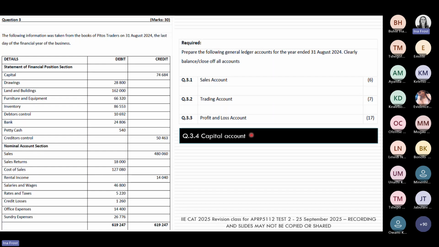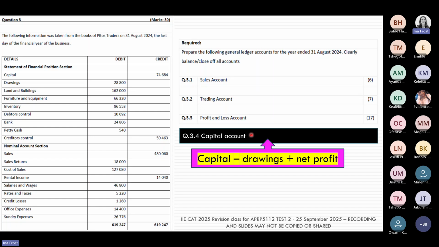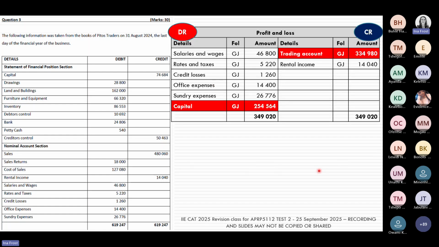And remember, the capital account is the account that has to do with the owner. When we say prepare the capital account, we're going to have the capital, the balance here in the trial balance. We're going to subtract the drawings, the money the owner has taken out of the business. And then remember, the owner gets to keep the profit. So if we say prepare the capital account, what we want to see in it is the capital, the drawings, and the profit. Let's have a look at what this account will look like.